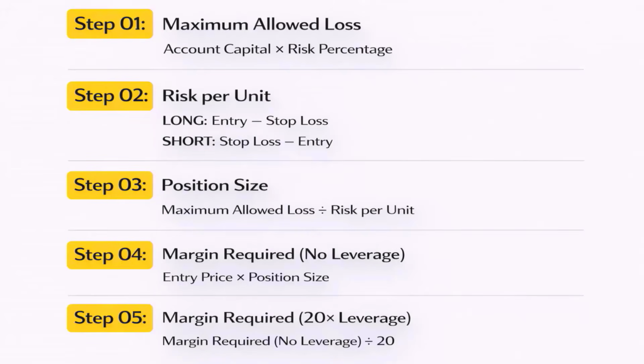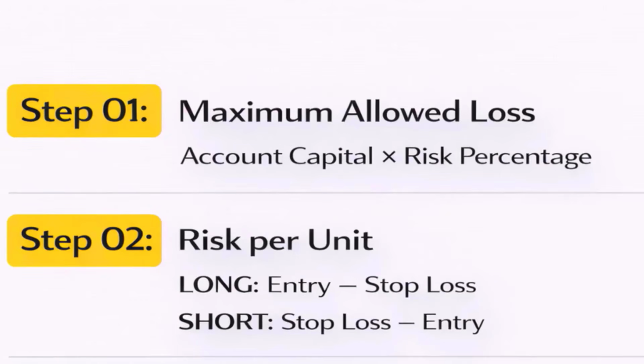We follow 5 simple steps, right? Step 1 is finding the maximum loss you can afford. This is the maximum amount you are willing to lose on a single trade. We calculate this by multiplying account capital by risk percentage. As a good trading practice, we always keep the risk percentage at 2%.